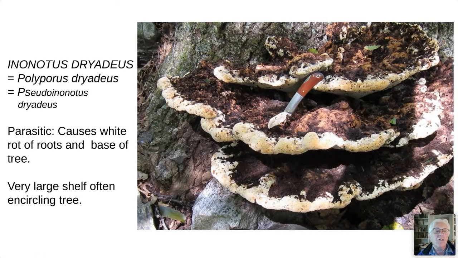There's another Inonotus dryadeus, and this one gets so big it just encircles the butts of trees. I've seen trees that were 3 foot in diameter, and this went almost the entire way around. Causes a white rot of the roots in the base of the tree, and the tree will topple over in time. If you look very closely when you get them up close, you often see little tiny holes, pores, right in the rounded edge of this. And they often have amber drops coming from it.